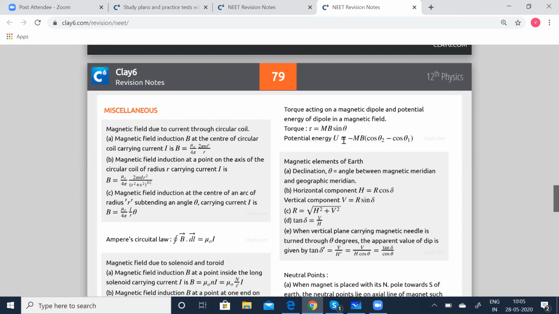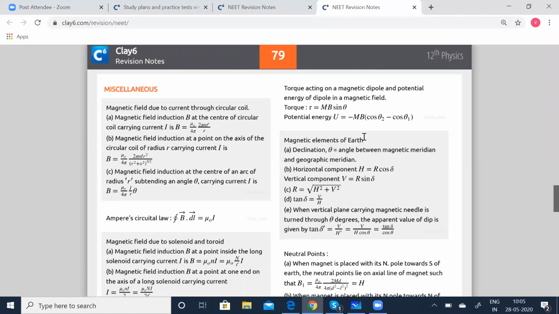The potential energy U is given by minus MB into cos theta 2 minus cos theta 1. Again, this has the usual meaning: U is the potential energy, M is the magnetic moment, and B is the magnetic field.